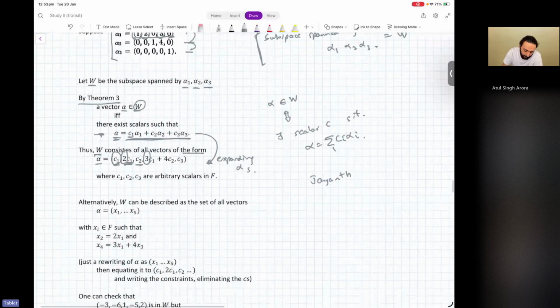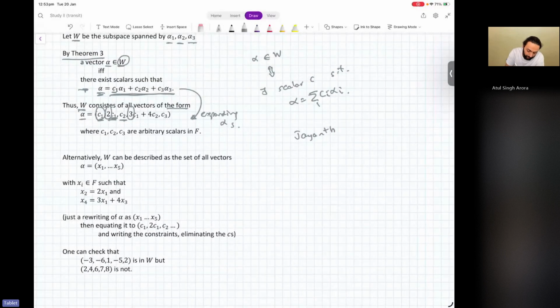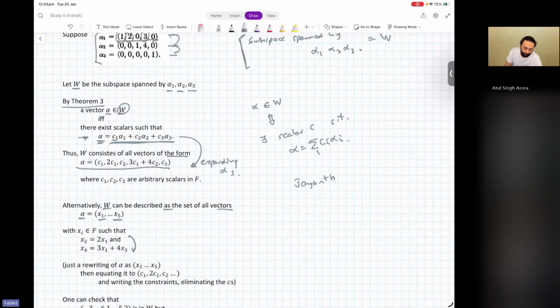Yes. Perfect. All right. And alternatively, W can be described as the set of vectors alpha, which are just x1 to x5, which satisfy these constraints. I'll give you maybe 10 seconds to see if it makes sense to you. Otherwise, I'll explain it. You just have to stare at what we wrote for alpha and see, if you wrote alpha as x1 to x5, what constraints would you add?